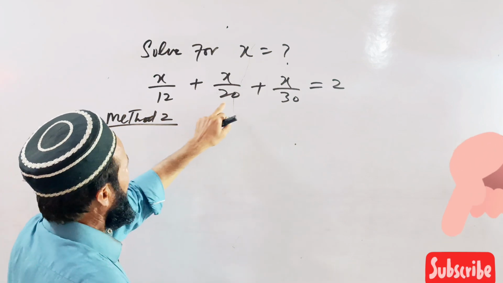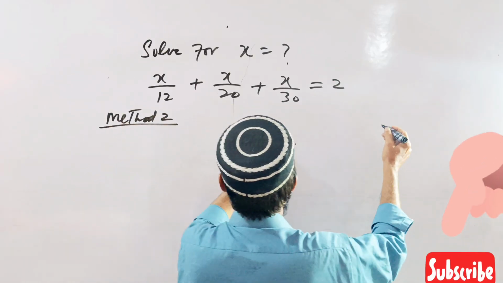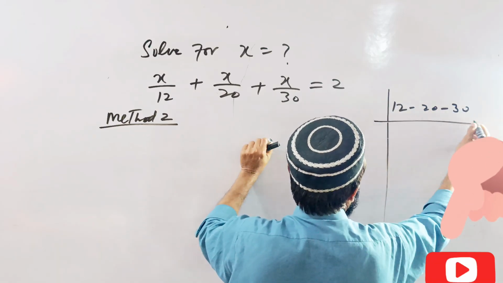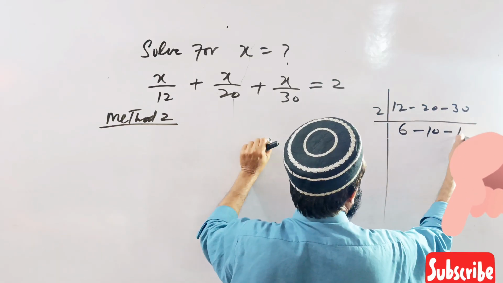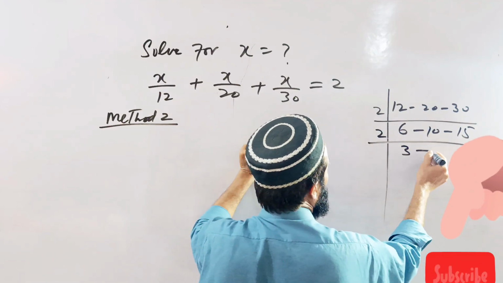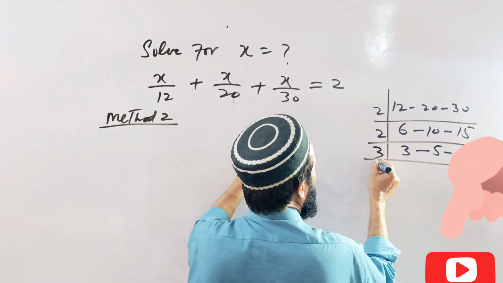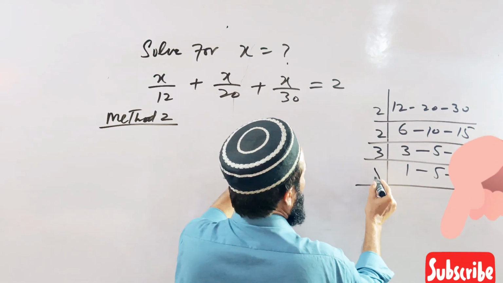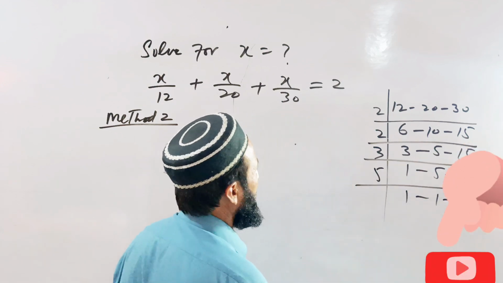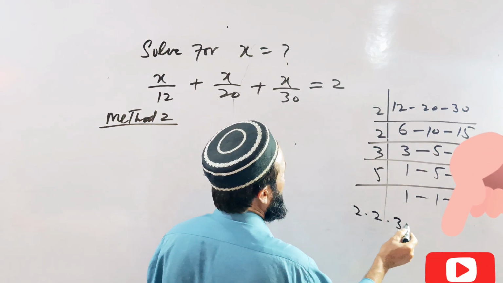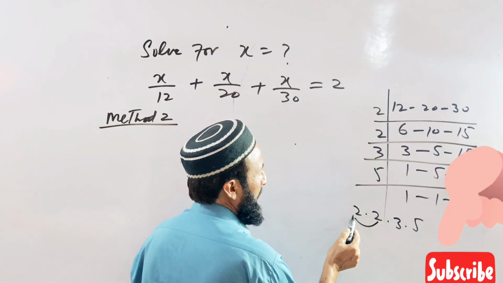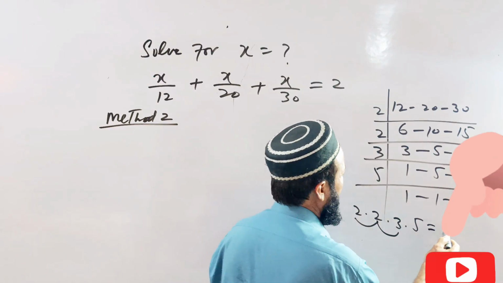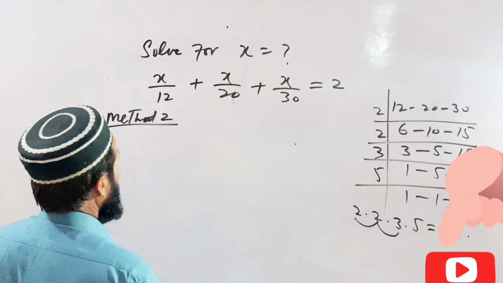First of all, in the denominators 12, 20 and 30, we take the LCM combined. Dividing by 2, we get 6, 10 and 15. Again dividing by 2, we get 3, 5 and 15. Again dividing by 3, we get 1, 5 and 5. Then dividing by 5, we get 1, 1 and 1. So the LCM is 2 × 2 × 3 × 5: 2 × 2 is 4, times 3 is 12, times 5 is 60. So 60 is the LCM.